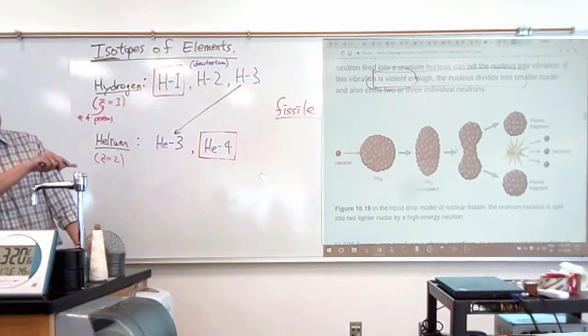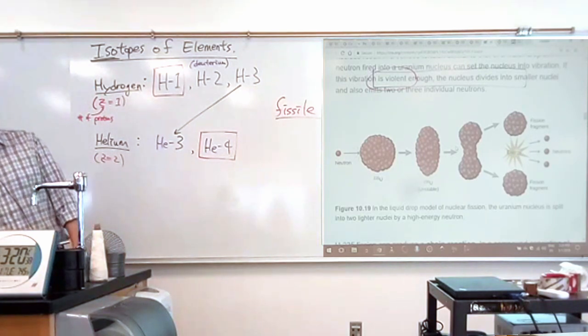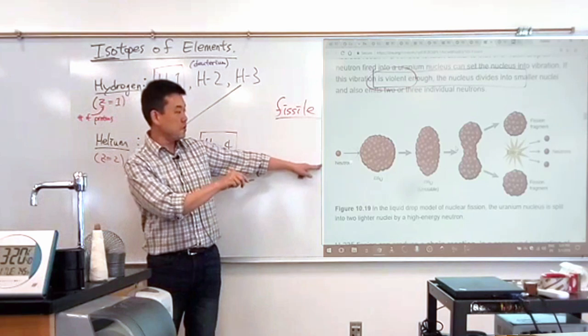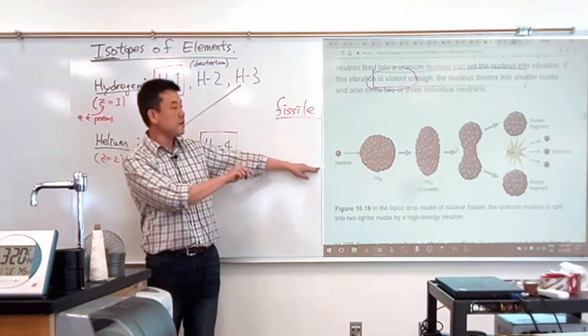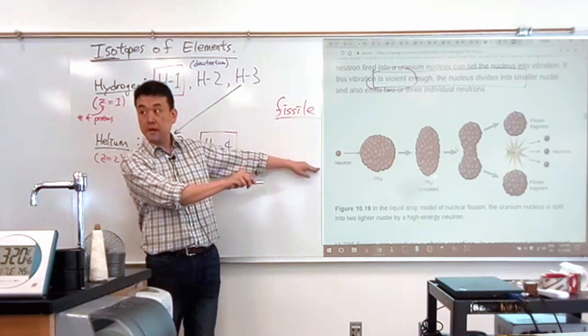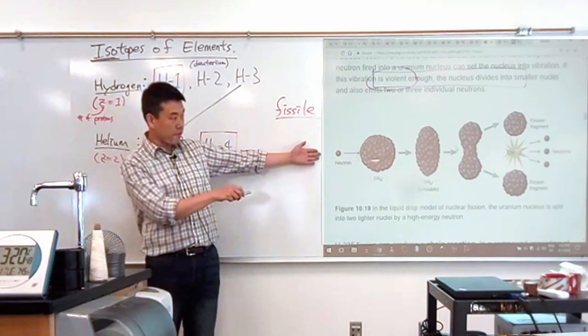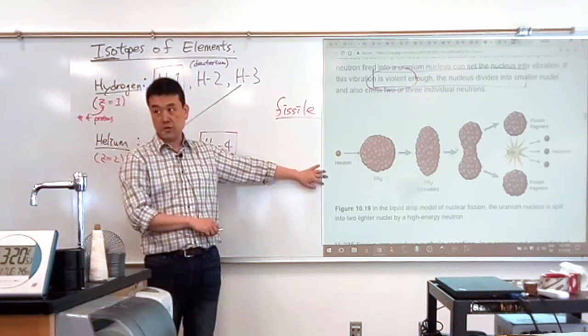So these are the key components of a fission process: you need an initial neutron that's going to start the sequence of events. And the thing is, this one reaction doesn't release that much energy.